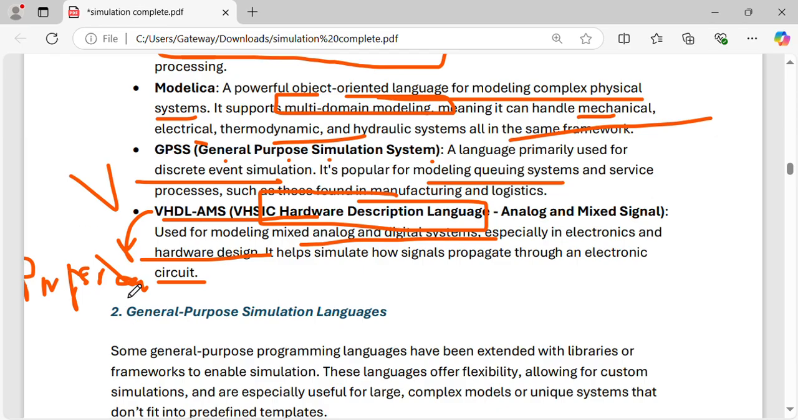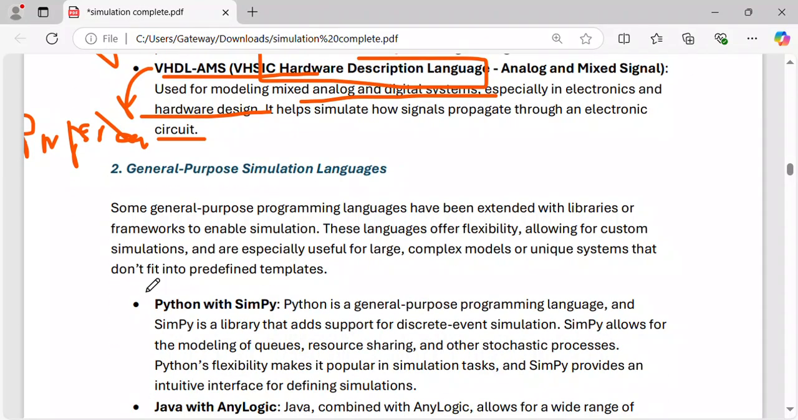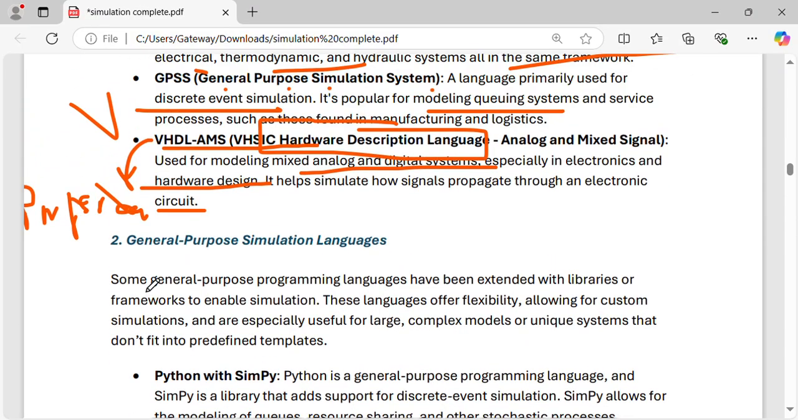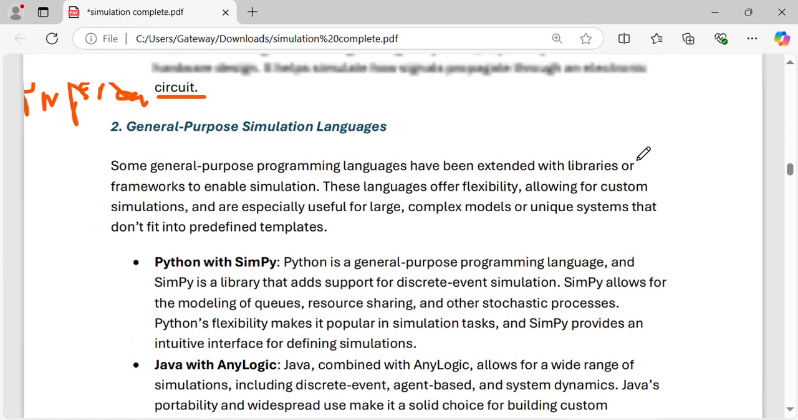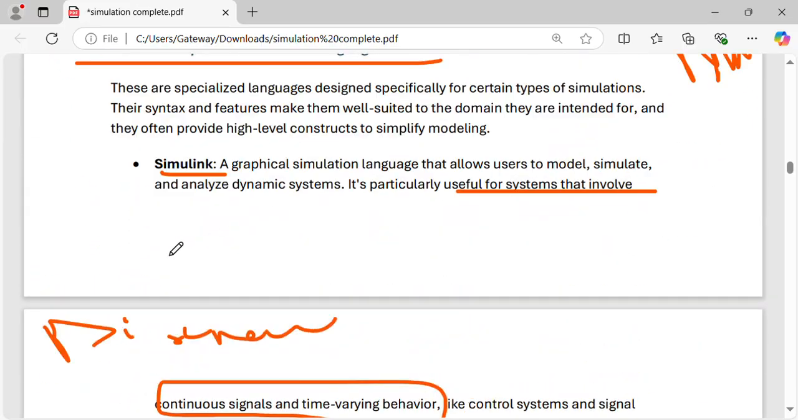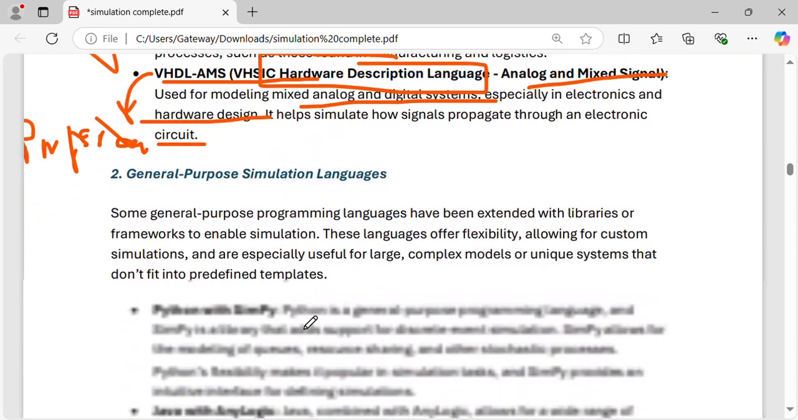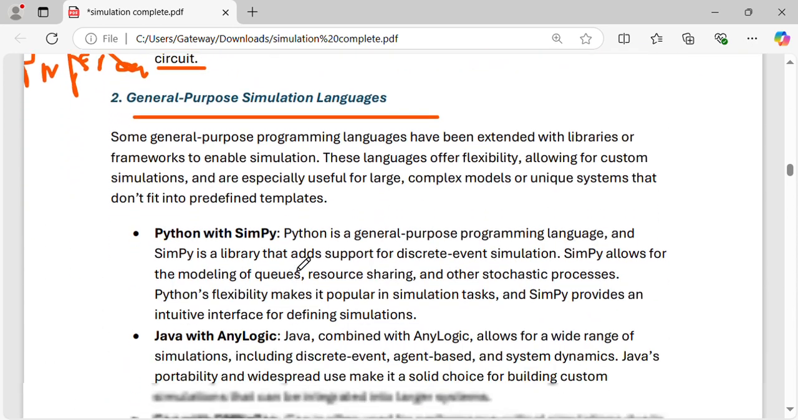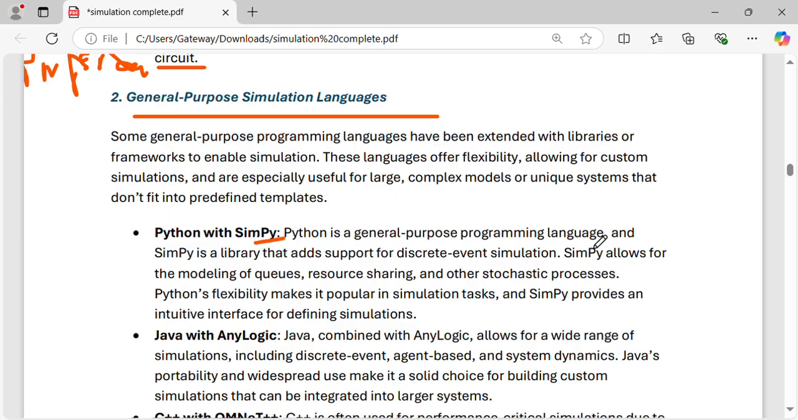We have VHDL and AMS, right? Or VHSIC hardware description language, analog and mixed signals. These were domain-based languages, based on what domain they are used for and what type of models they work with. Then we have some general-purpose languages like Python with the SimPy library. SimPy is a library that has support for discrete event simulation.